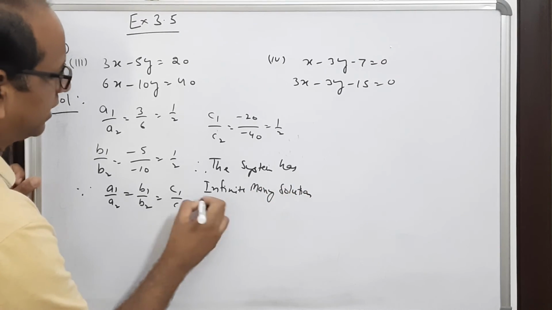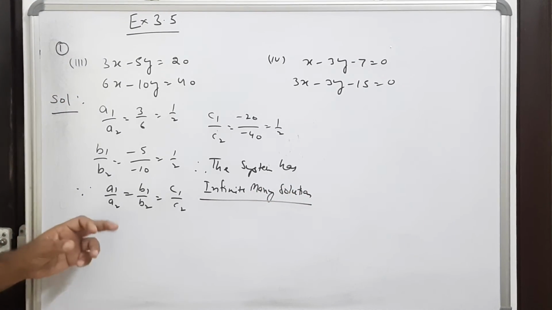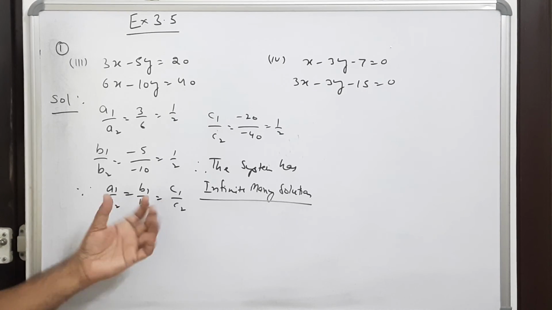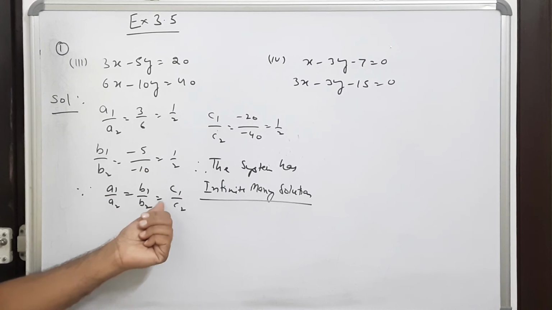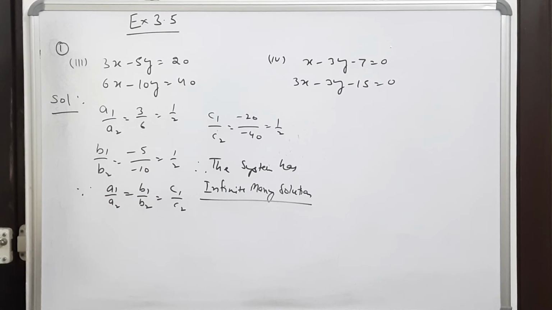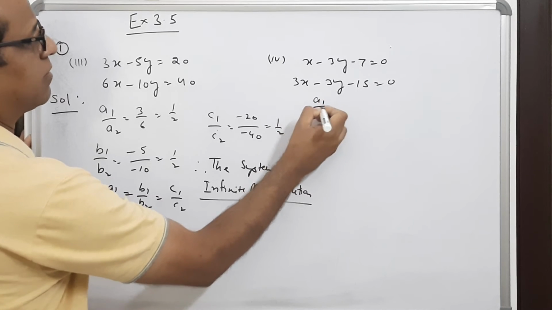Now I have explained all three. Infinitely many solutions: all are equal. No solution: the first two are equal, the third is not equal. And unique solution: the first two are not equal. So in this case we find that again it is infinitely many solutions. Now you see this one.